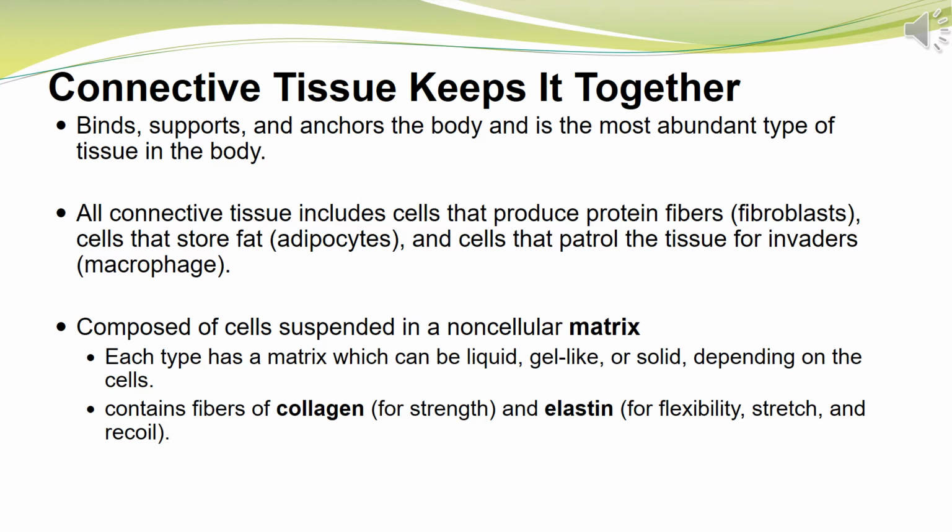And each type of connective tissue has a different type of matrix, and this matrix can be liquid, as what is found in blood, and yes, blood is a connective tissue. Or the matrix can be gel-like or solid, depending on what sort of cells are contained within the connective tissue. And connective tissue contains fibers of collagen for strength and elastin for flexibility as it stretches and recoils back to its original shape or position.